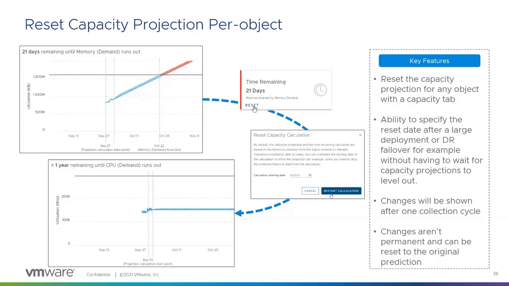So that's where this reset capacity projection option came in. We can go into, say, a cluster and reset the capacity calculations. You pick a date that you want to reset it to, and then the system will start doing the projections and ignoring anything older than that date that you specified. So this is important. Like I said, when you have those really big changes, you can make the system adapt to those changes more quickly.